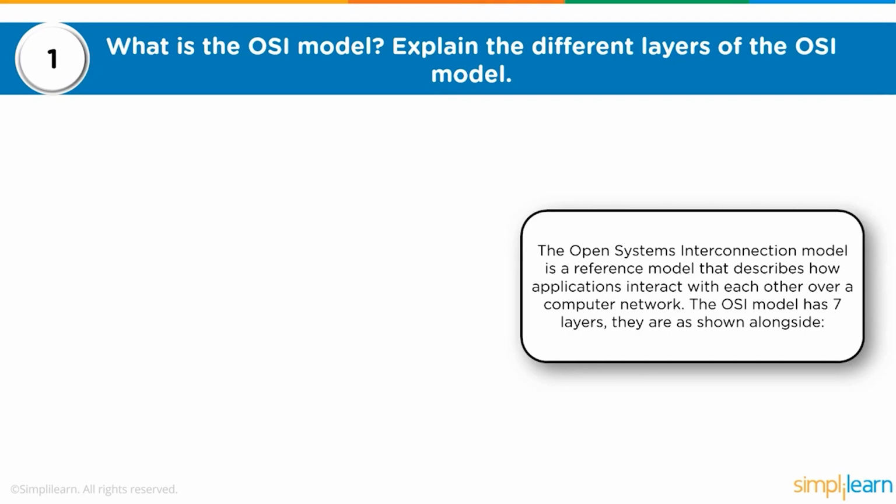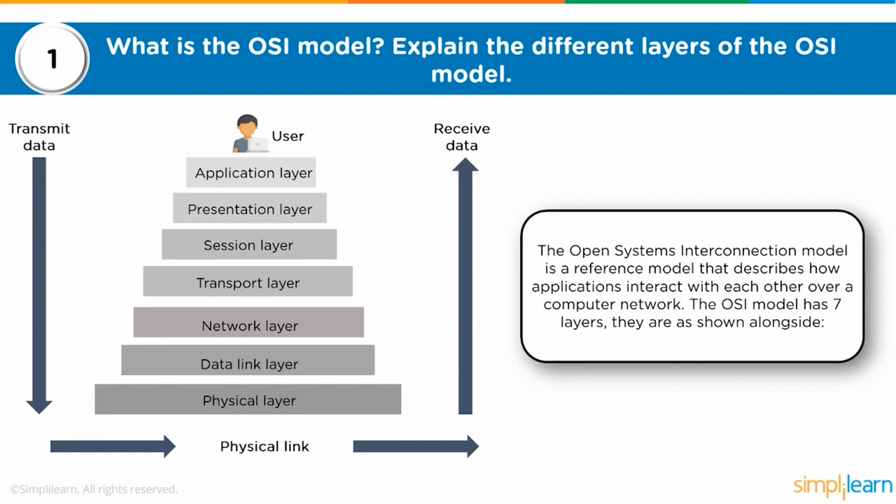So OSI is known as the Open Systems Interconnection Model. It is a reference model that describes how applications are going to interact via the computer network. There are 7 different layers that we need to understand. They are as follows. So in this diagram, there are these 7 different layers. We start from the bottom. First is the physical layer, the data link layer, network layer, transport layer, session layer, presentation, and application.